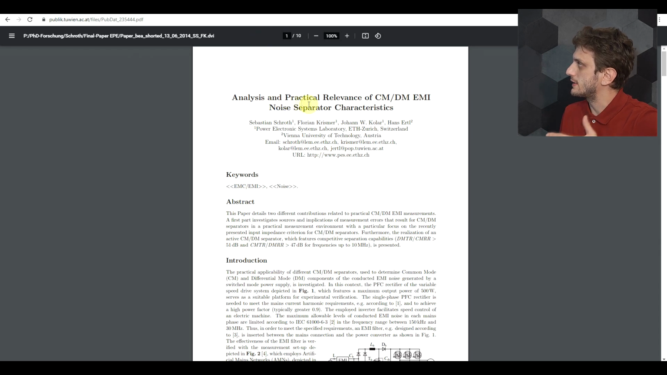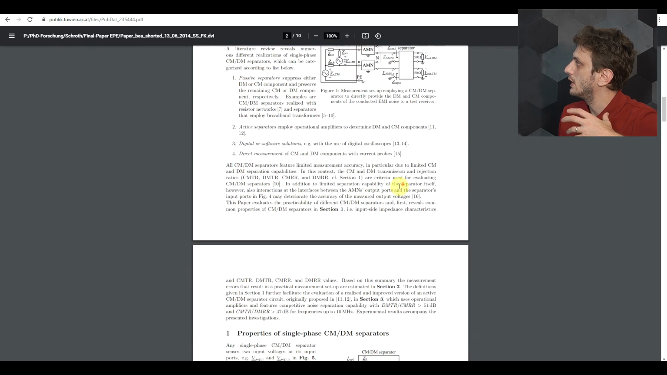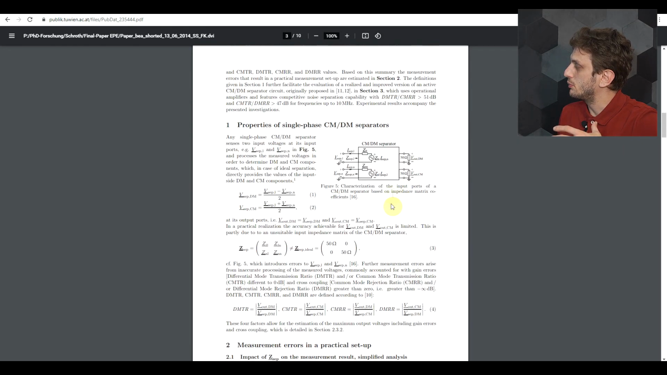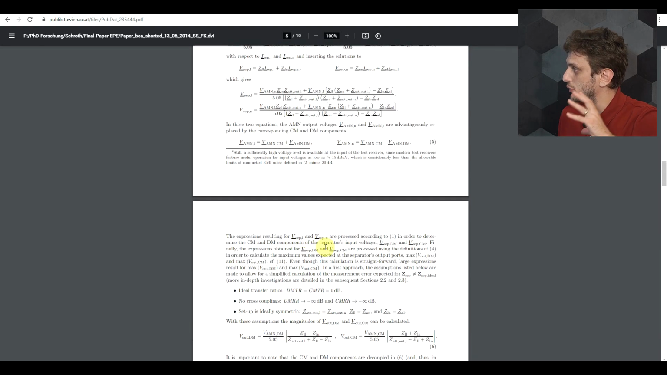So this is on the analysis and practical relevance of common mode, differential mode, EMI noise separator characteristics. And here a single phase noise source is analyzed, from a common mode and differential mode point of view, with all of the mathematics behind it. So this paper goes into quite a bit of detail. It's quite good. I highly recommend it.